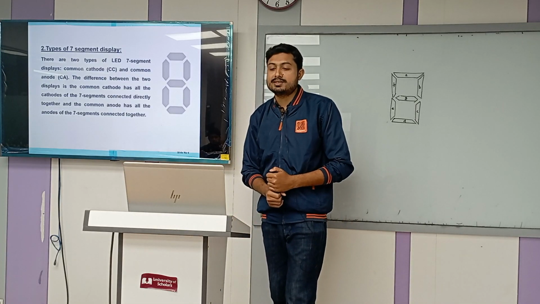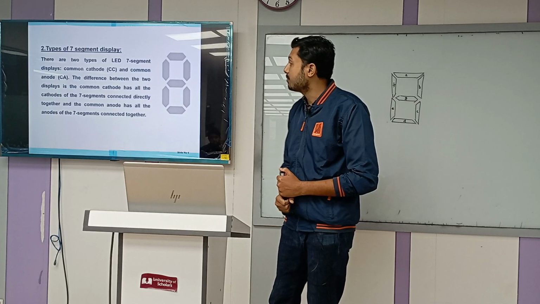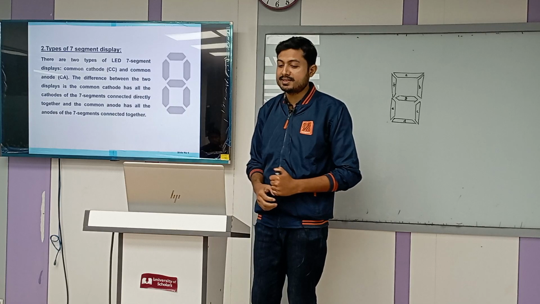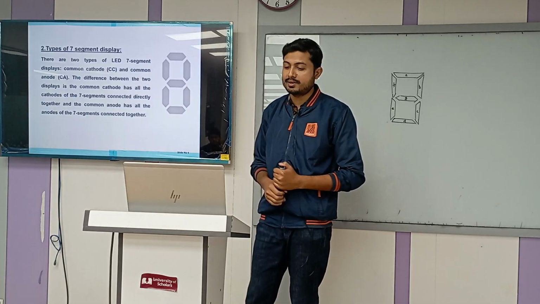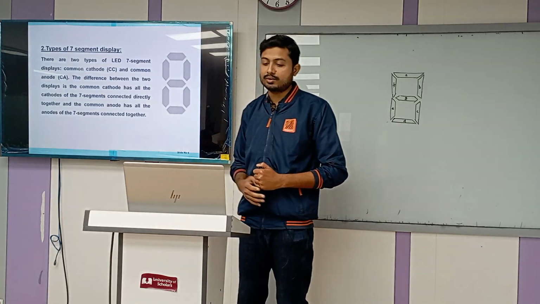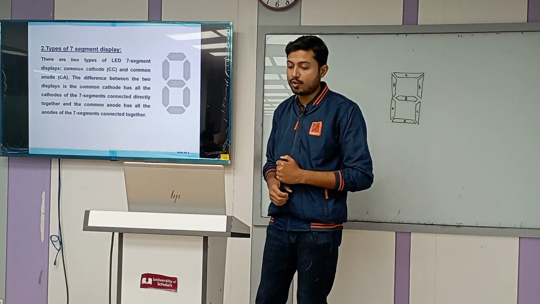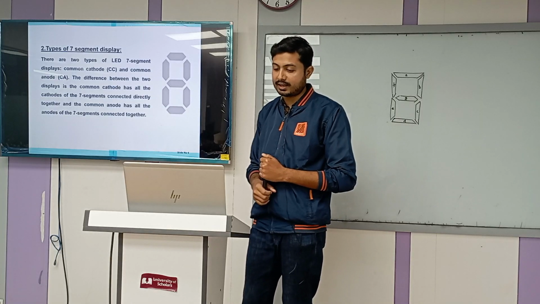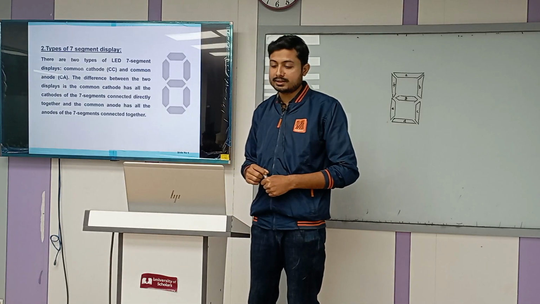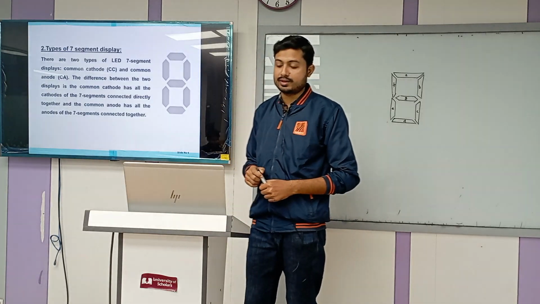Types of 7-segment display. There are two types of 7-segment display: number 1, common cathode, and number 2, common anode. The basic difference between the two displays is that the common cathode has all the cathodes of the 7-segment display connected directly together at the common cathode point, and in the common anode all the anodes of the display are connected together.